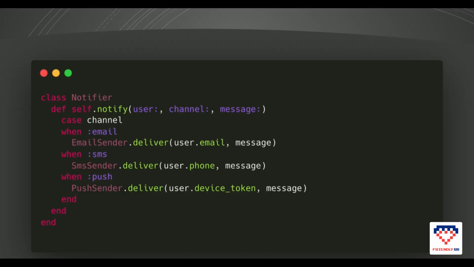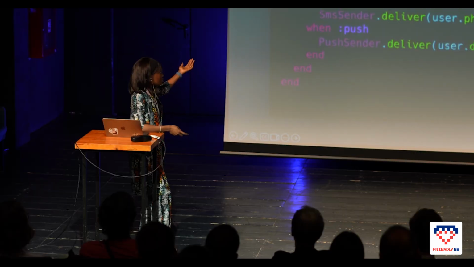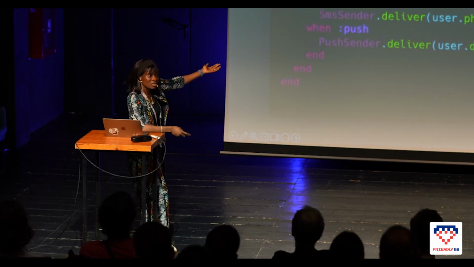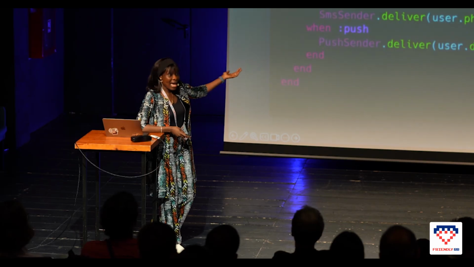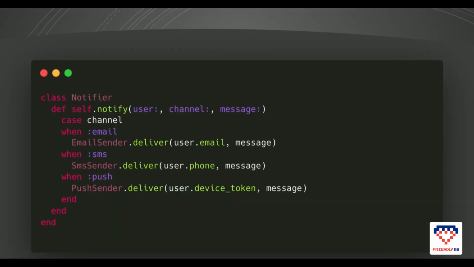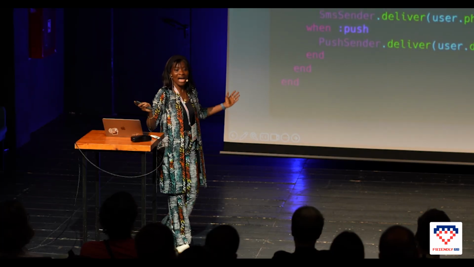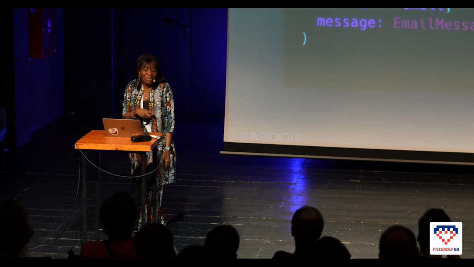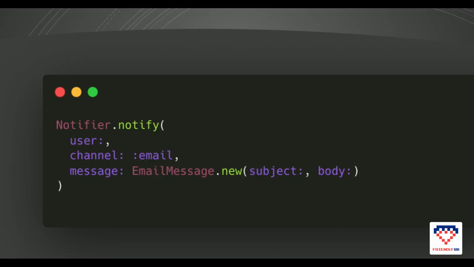I'll just create my notifier class, and then I have the notify. Now, if you tell me the user, the channel, and the message, I can help you send a notification. I can check, is the channel email? I'll just call the email sender. Is the channel SMS? I'll just call the SMS sender. And is it push? And now we have a beautiful abstraction. And you can just call me like this, notifier.notify, take the user, take the channel, take the message.